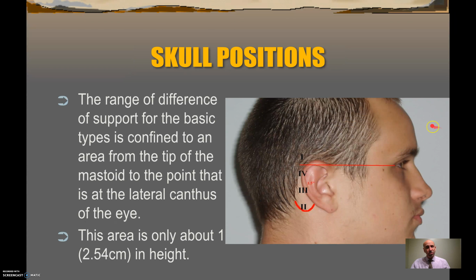So we also have different skull positions. The range of difference of support for the basic types is confined to an area from the tip of the mastoid here outlined to a point that is horizontally aligned to the lateral canthus of the eye. This area is only about an inch or so, maybe an inch and a half. I think I have it measured here. So not a huge amount of skull available for delivering, or patient placement for delivering the adjustment.